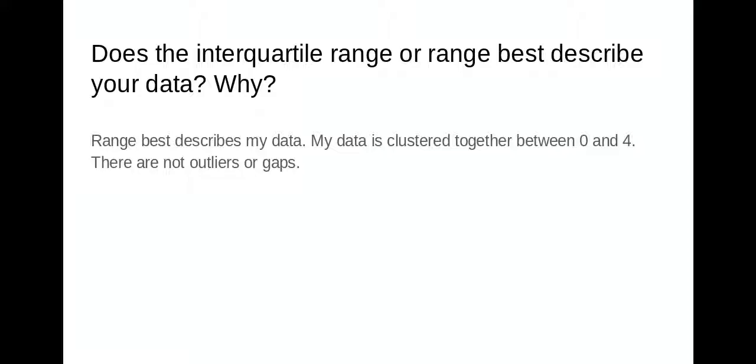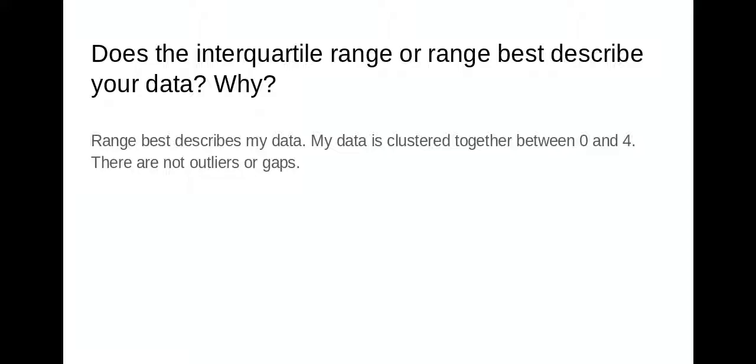My data is clustered between 0 and 4, and there are no outliers or gaps. The only time you would want to choose something like IQR is when you have a large cluster, and then you have 1 or 2 numbers that are way bigger or way smaller than the rest of the data. Here we don't have any that are way bigger or way smaller.